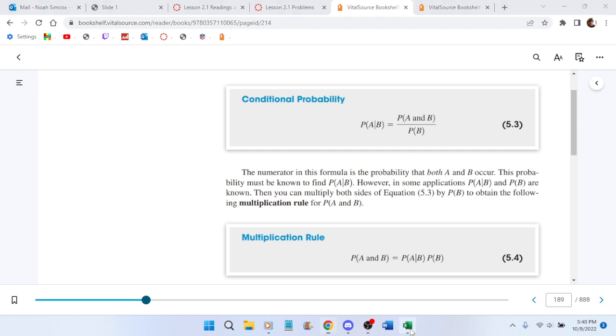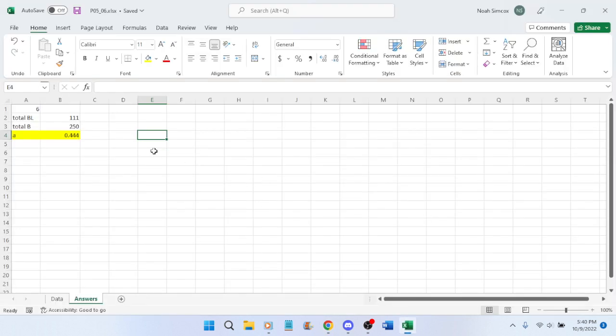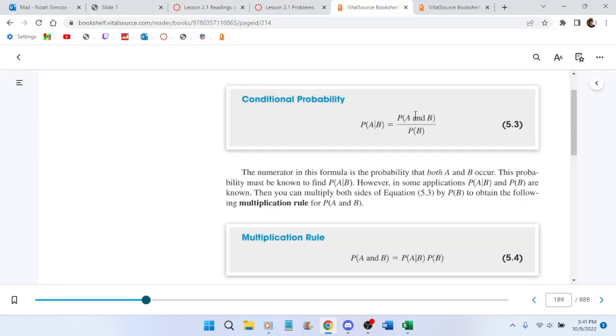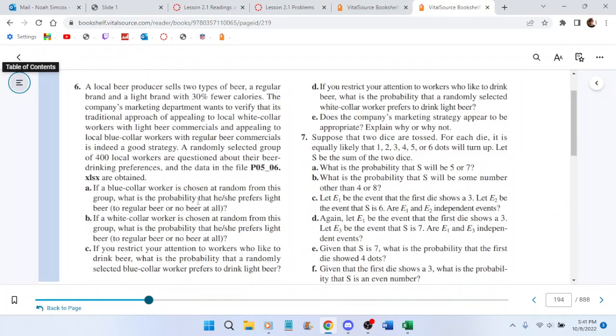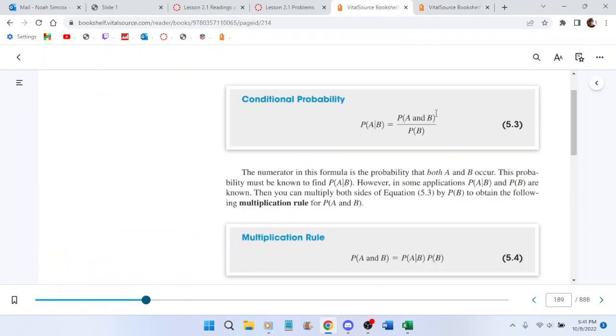The amount of blue collar workers who prefer light beer divided by the total amount of blue collar workers is how I did the problem. Are we supposed to do the problem like this? Because it's asking, what is the probability of A given B? What is the probability of selecting somebody who prefers light beer given the fact that a blue collar worker is selected?